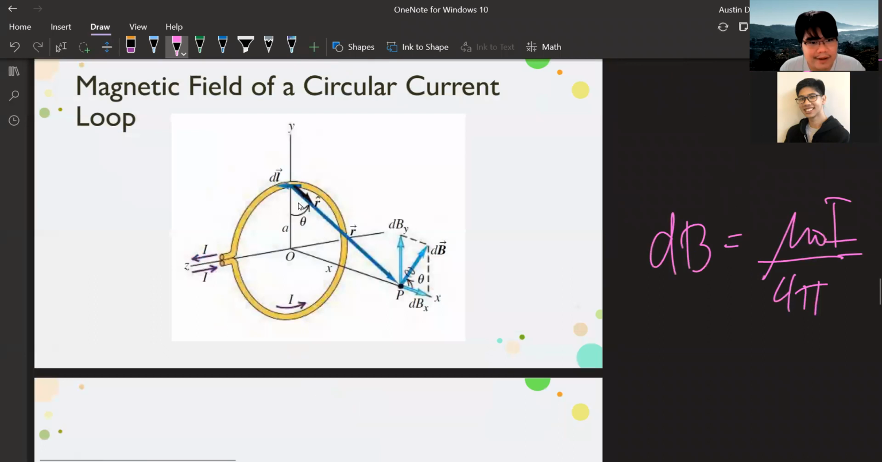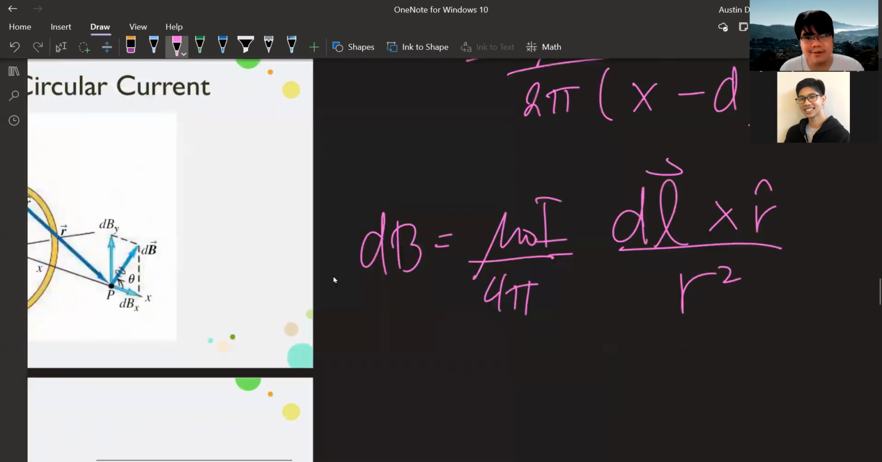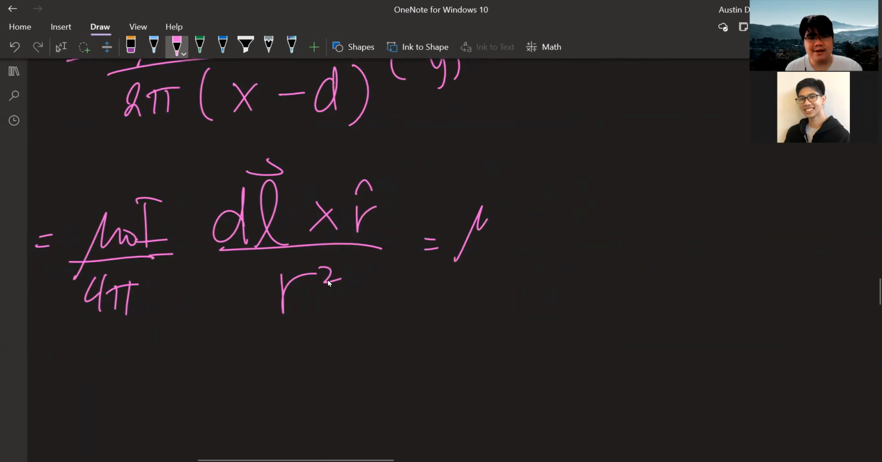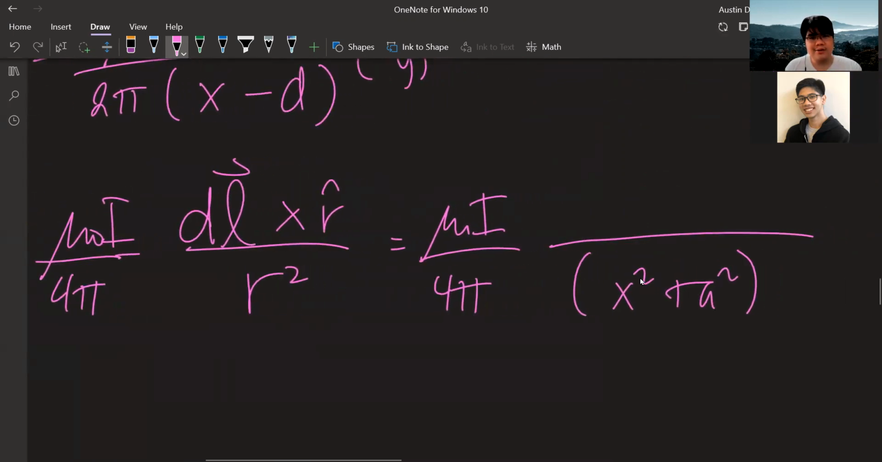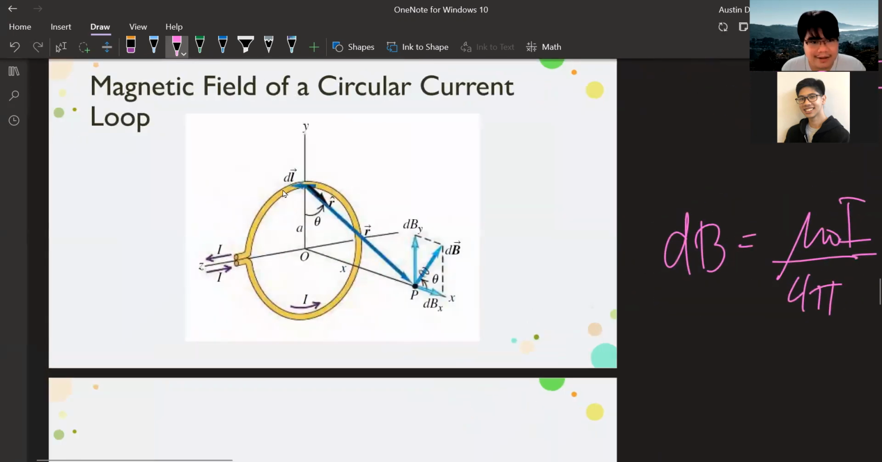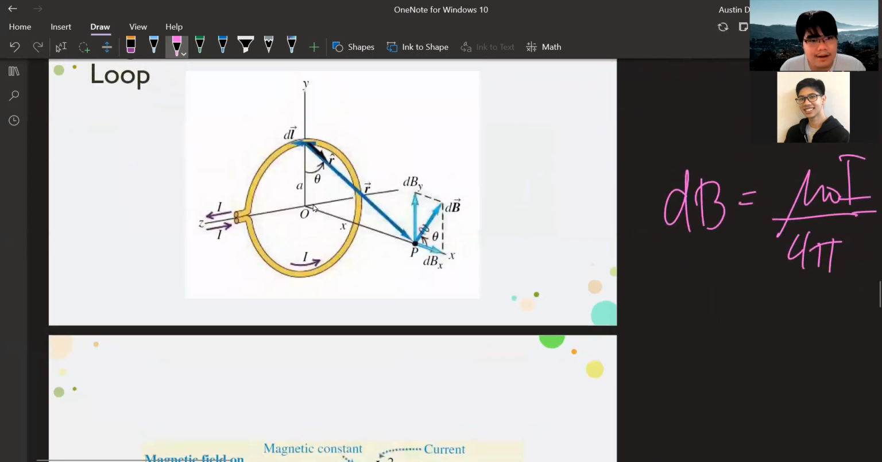The r squared in this case is constant, no? R squared here would be a squared, right? Square root of a squared plus x squared. So this becomes, let us write it explicitly, x squared plus a squared. The square is gone because it is a square root. And then dl, okay, the path of dl is, okay.